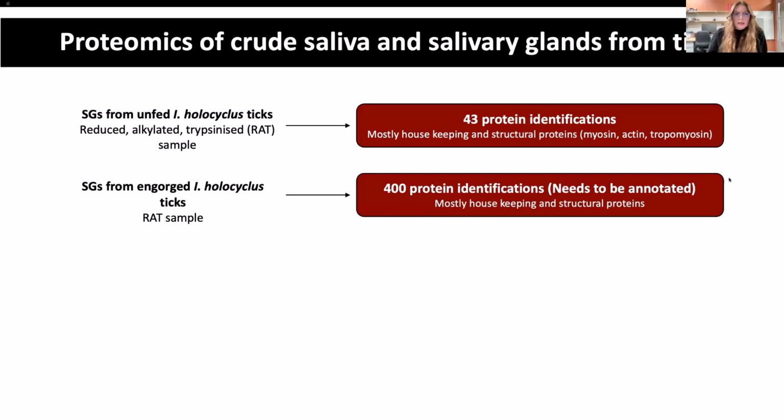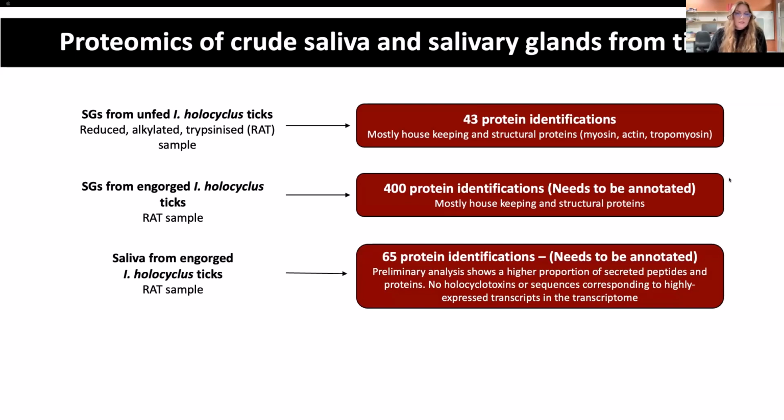So I did the same type of sample again, but instead now using saliva from the engorged ticks. And this still needs to be annotated as well. There were 65 different protein identifications, and just from doing a preliminary analysis, it does appear that there's a higher proportion of secreted peptides and proteins. However, we haven't been able to find any of the proteins that cause paralysis, which are known as coagulotoxins, from having a look at it.